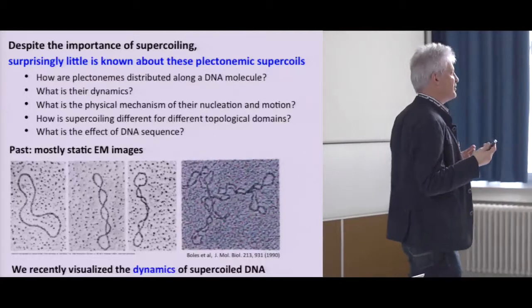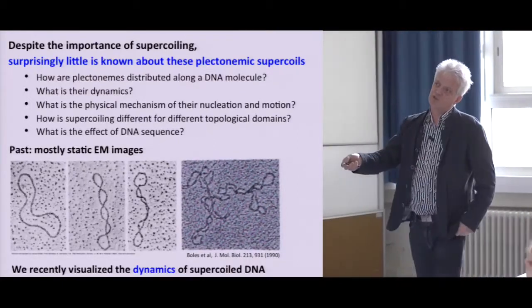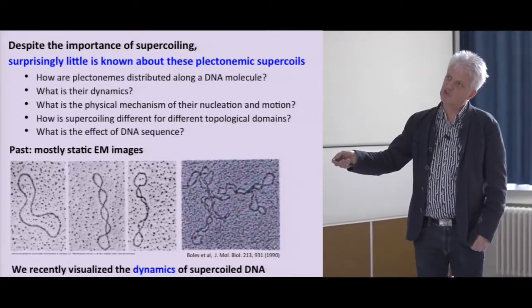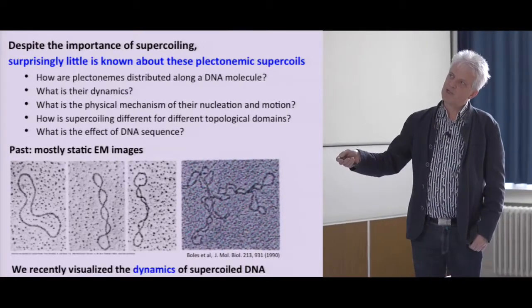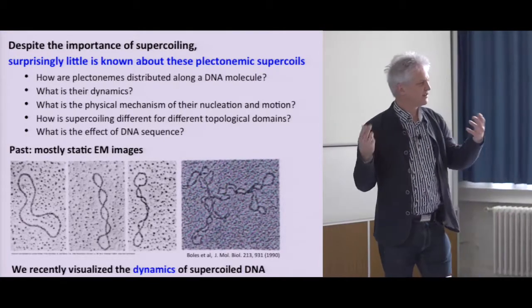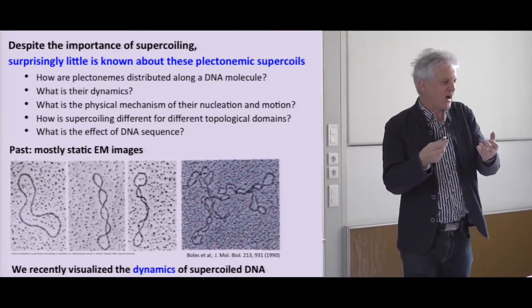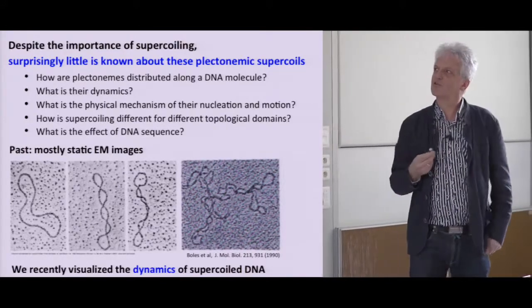Now, people have imaged this in the past. People in the 90s in particular have done electron microscopy studies of this kind of supercoiling structure. But there are so many questions which are unanswered, which have to do with the dynamics. How are these dynamically changed? What is the dynamics of this stuff? How is it relating to genome sequence and so forth?